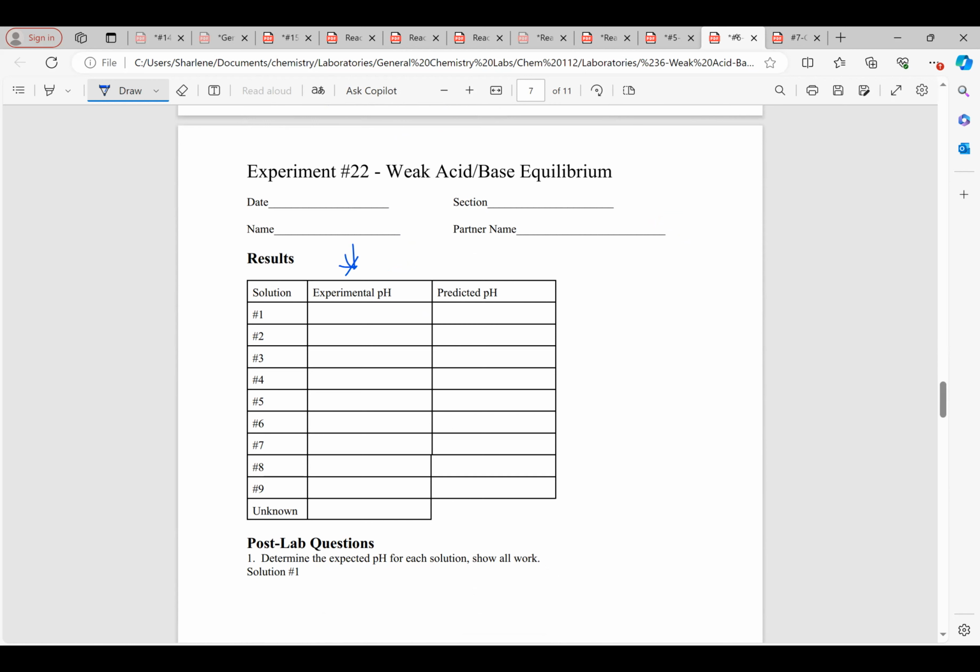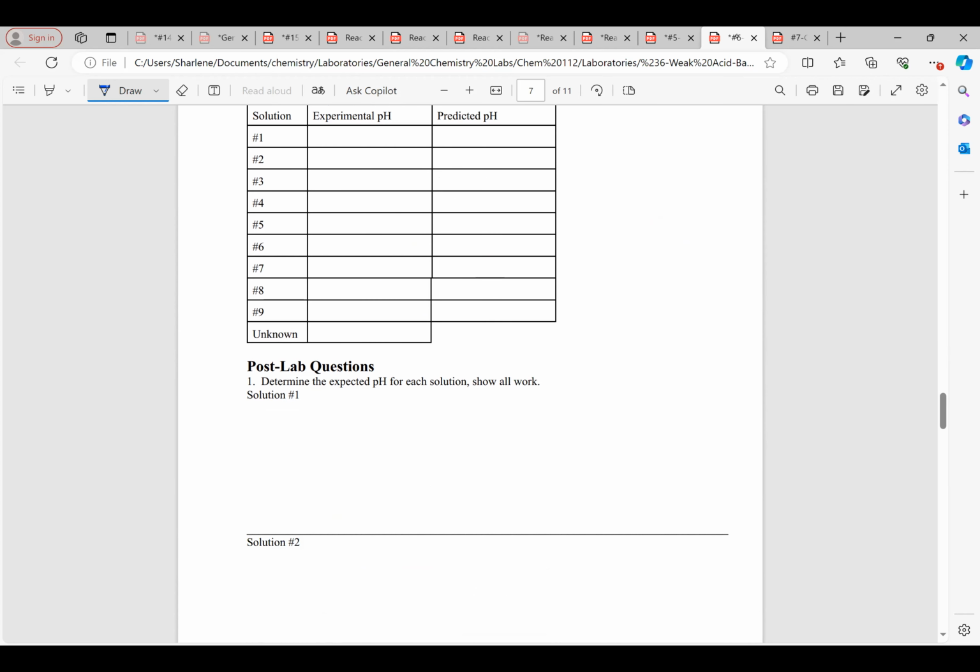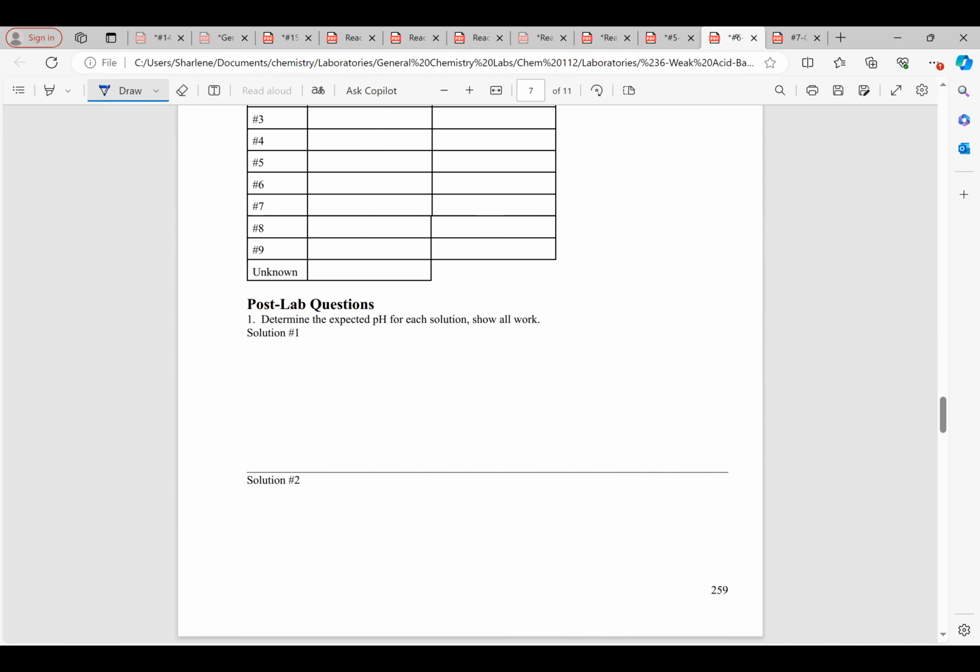This is the whole lab, by the way, right here. You would now go and make all those solutions, put the pH probe in it, and have those numbers. So we are going to predict what you should have seen. And I actually put a place for you. All right, post-lab question number 1.